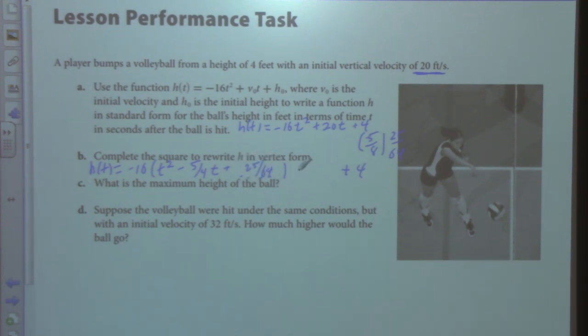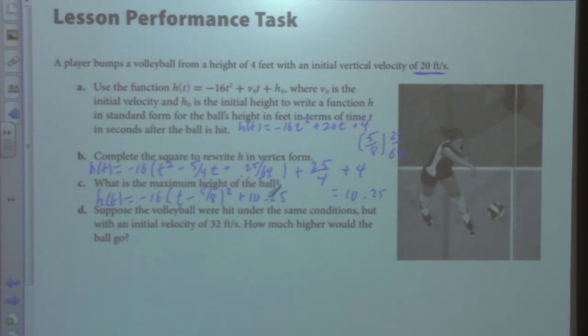And over here, we're going to add 25 over 4. And so that's going to be 10.25. So we're going to get h of t equals negative 16 times t minus 5/8 squared plus 10.25.